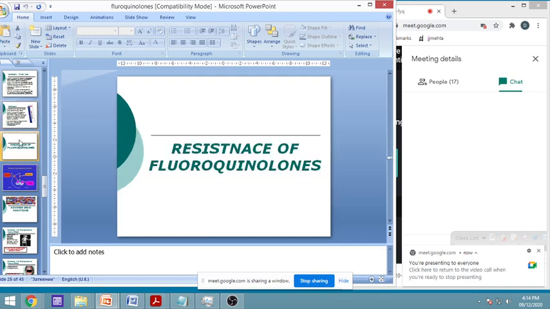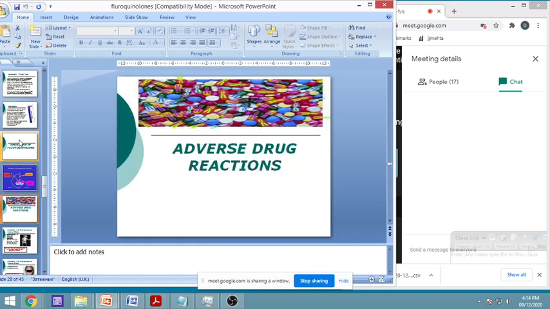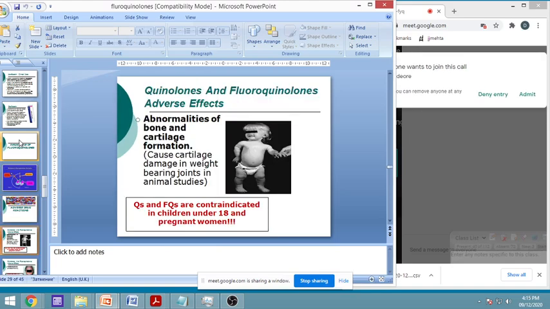Then resistance to fluoroquinolones, I think we have seen this also. The efflux pump is developed and thus the drug is removed away. Then there is a decrease in permeability, and there is alteration in these enzymes. Because of the mutation of the enzyme structure, this enzyme will not allow the drug to bind, and thus there will be resistance to it.